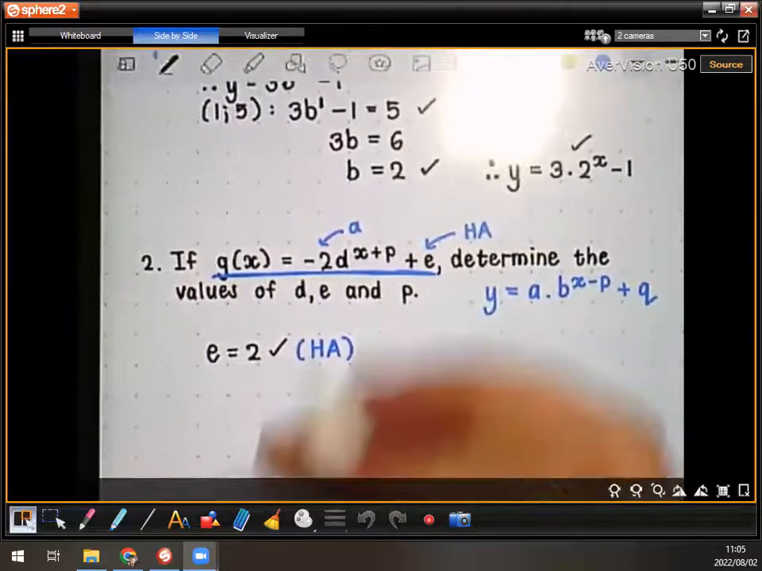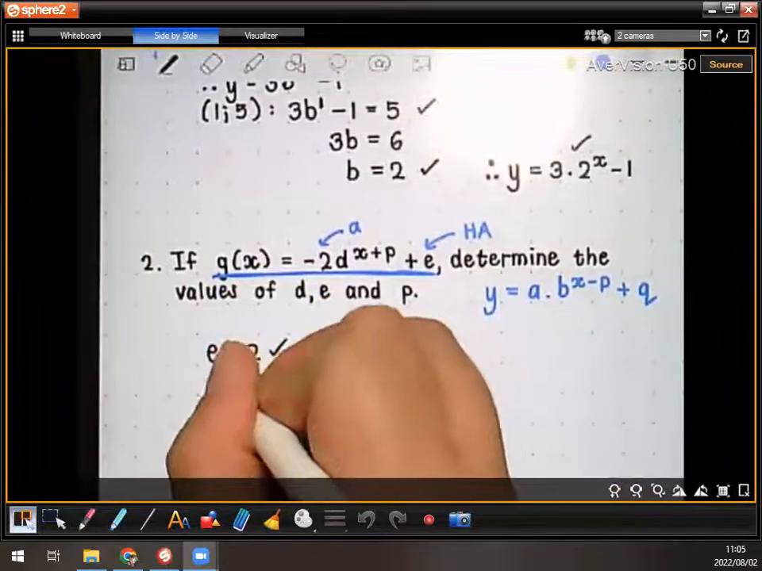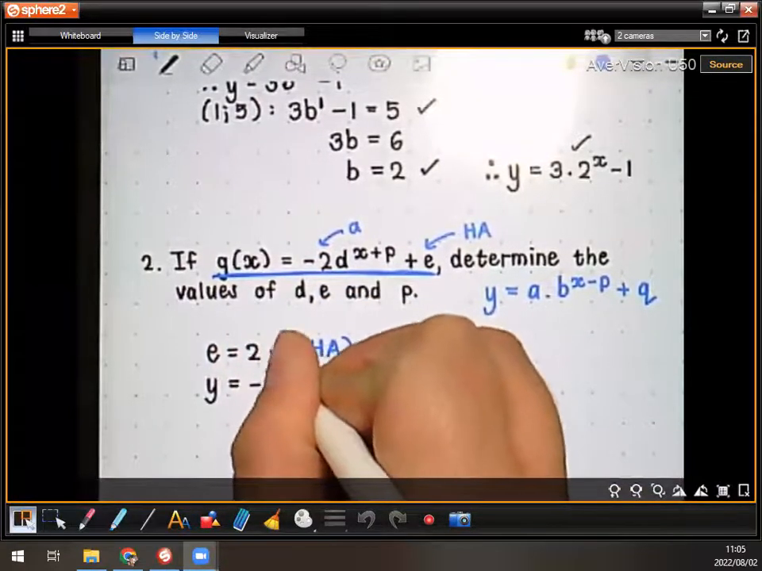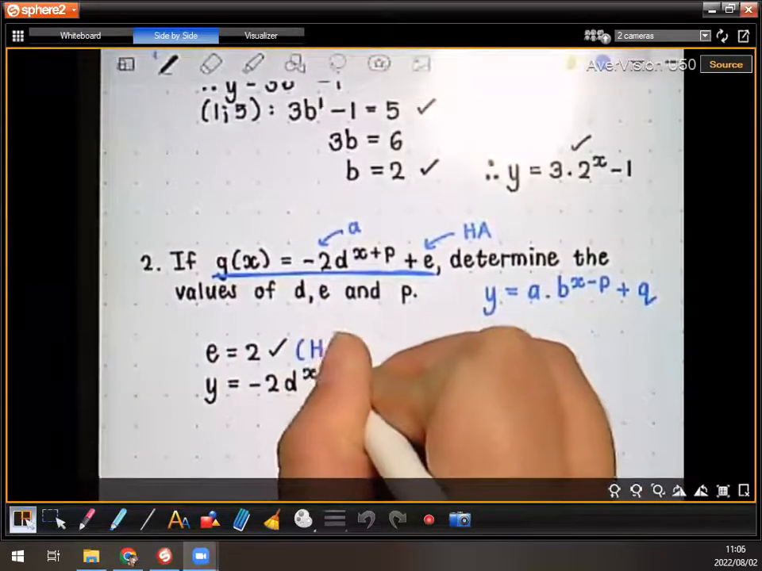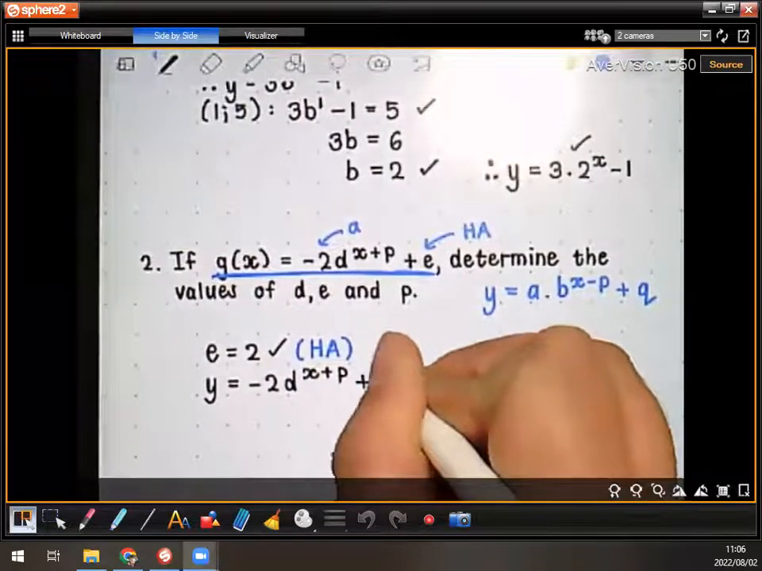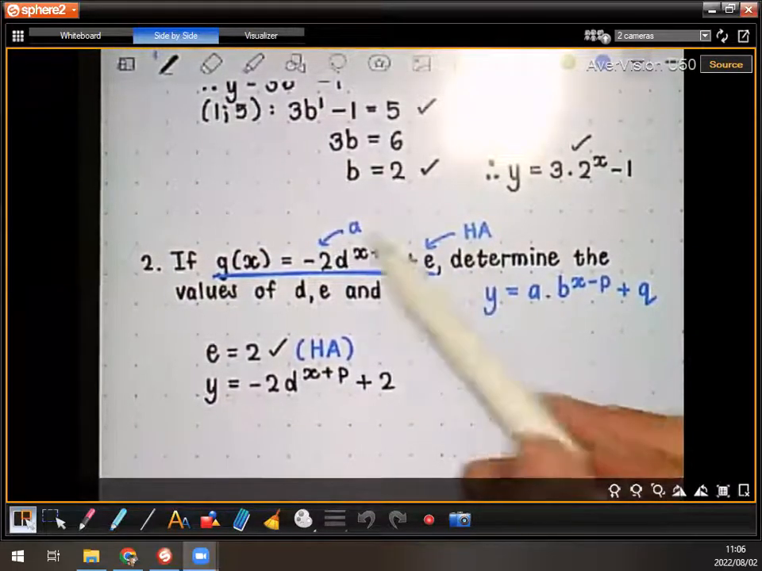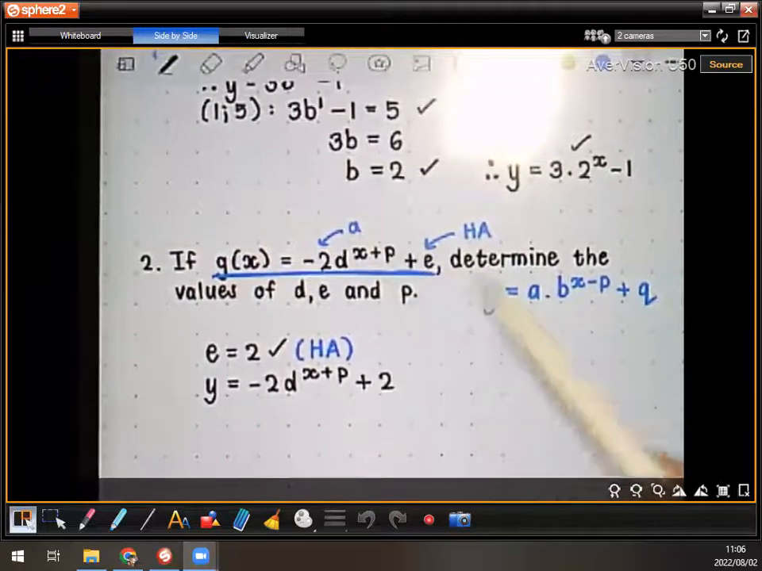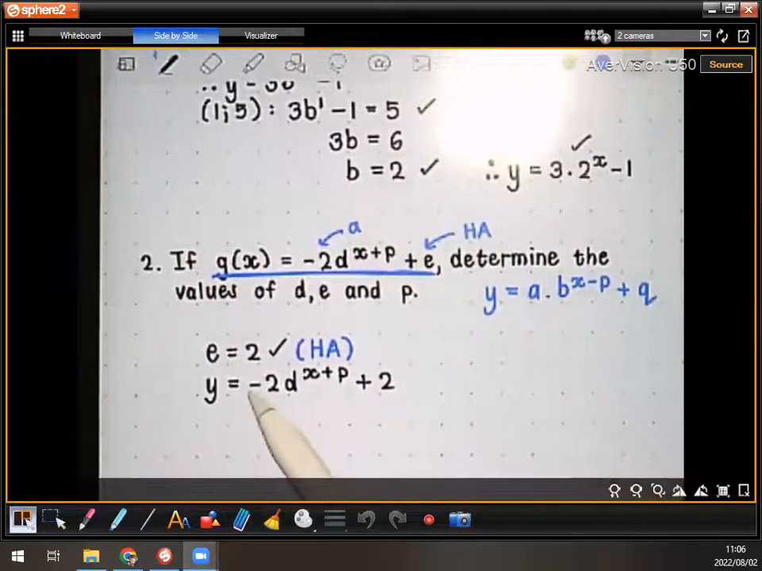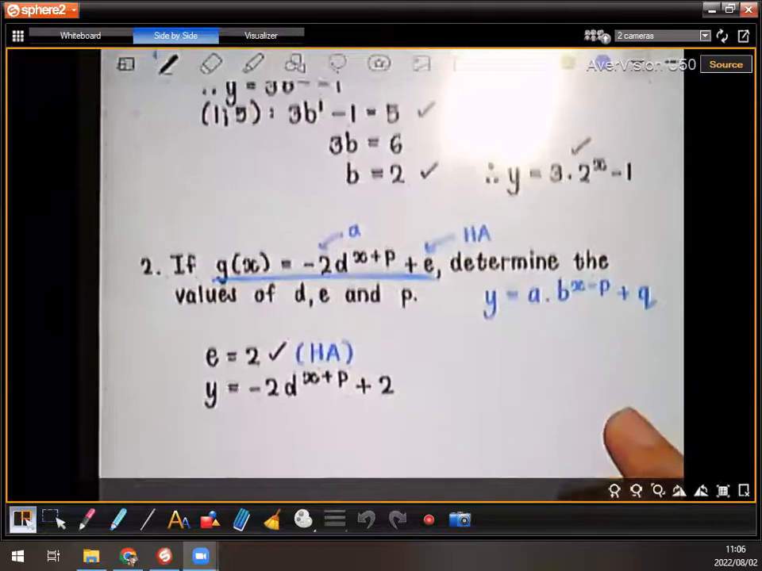Okay, now let's quickly write this down. Y is negative 2d to the x plus p plus 2. And I'm just rewriting that equation that they gave us. Guys, unfortunately, we need to work with the equation that they've given. You can't say, oh, I don't like what's happening here. I'm going to write our version down. So you have to work with what they've given you. So I am just replacing E with 2. Now let's look back up.